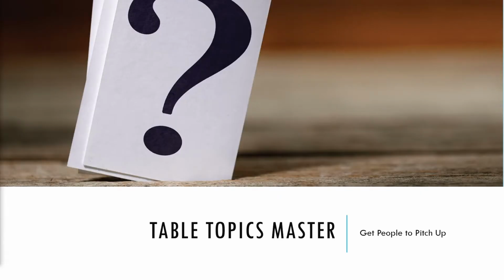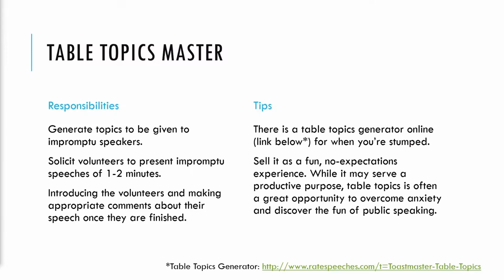Table Topics Master. Get people to pitch up. A Table Topics Master is responsible for generating topics to be given to impromptu speakers, soliciting volunteers to present impromptu speeches of 1 to 2 minutes on these topics, introducing the volunteers, and making appropriate comments about their speech once they're finished. As a Table Topics Master, you may be stumped for topics, particularly if you're asked to be the Table Topics Master on the spot.